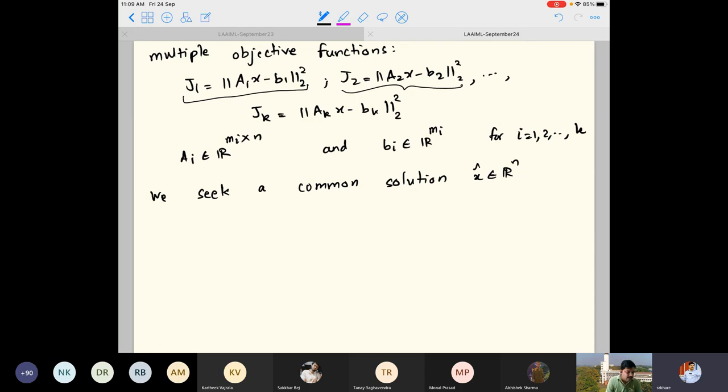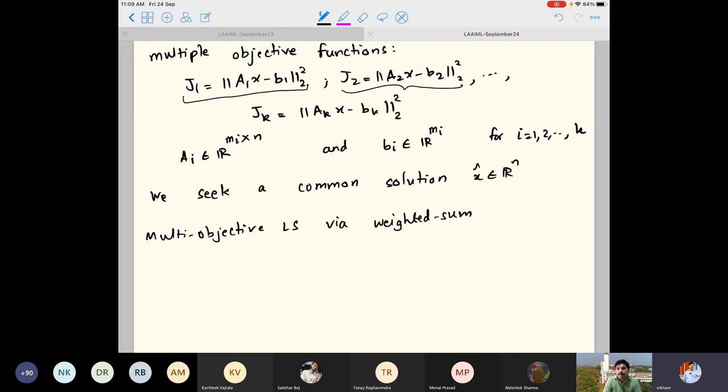And how do we handle this? Via least squares. So what we will do is multi-objective least squares via weighted sum.